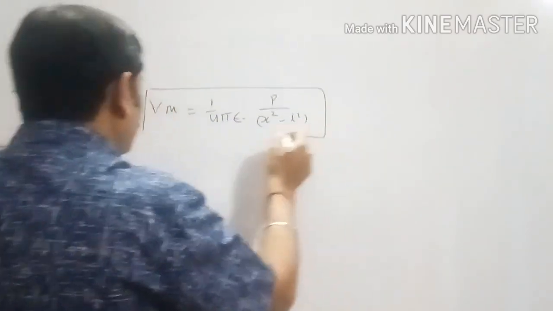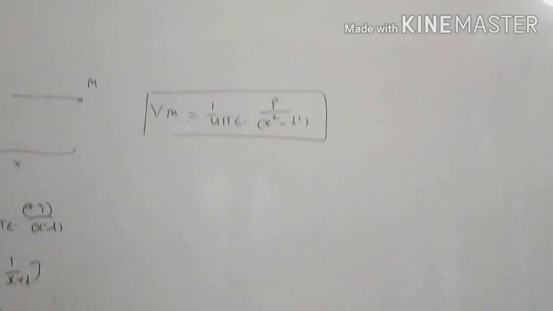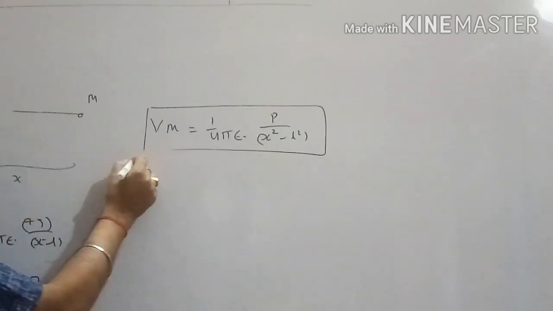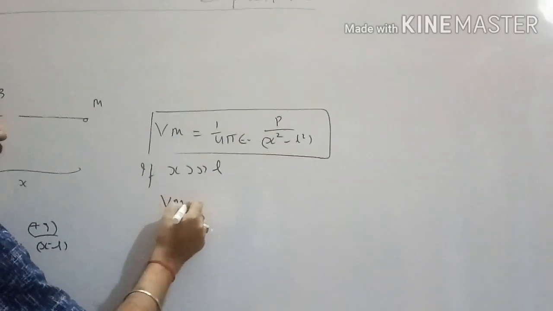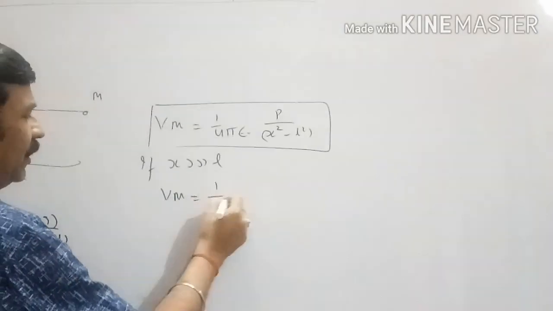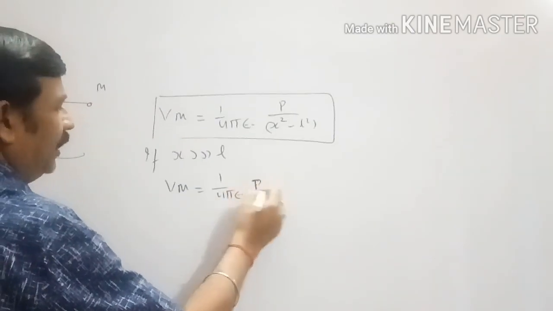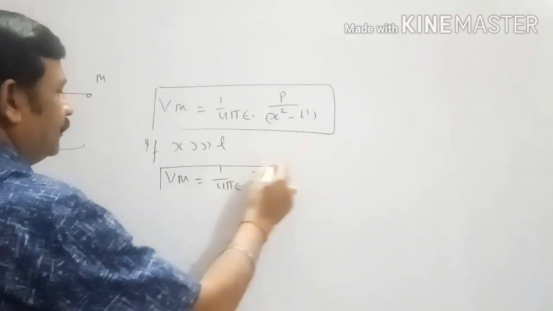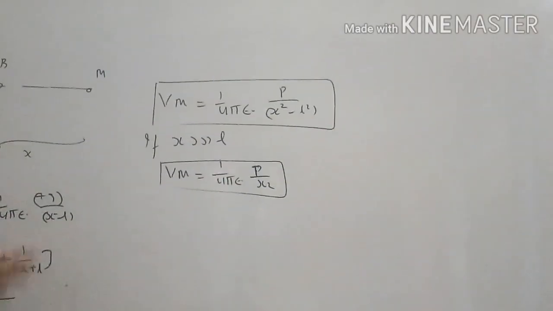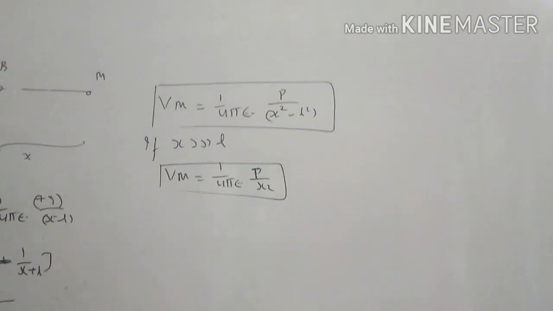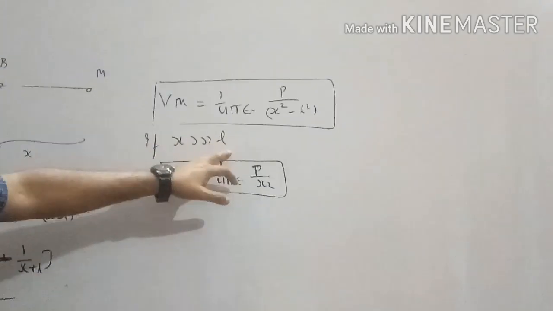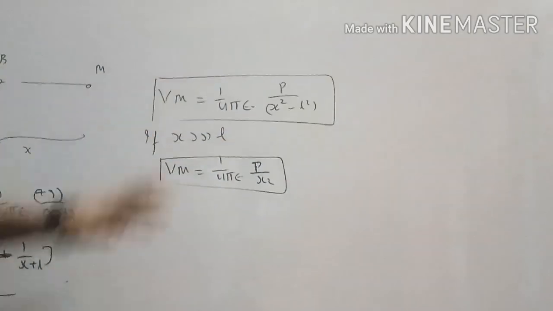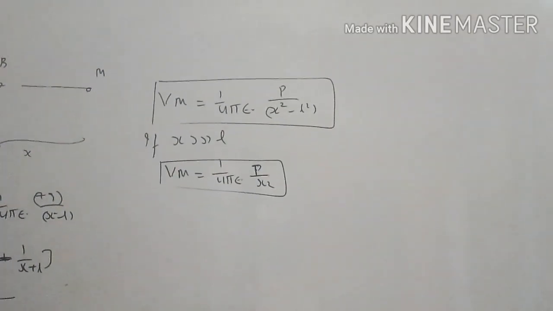As potential is a scalar quantity, we will never go for direction. If x is much larger than L, then the potential at M will be 1 upon 4 pi epsilon naught times P by x square. It is the expression for finding potential at any point on the axial line due to a dipole, if x is much more than L; otherwise, when x and L are in the same range, use the earlier expression.